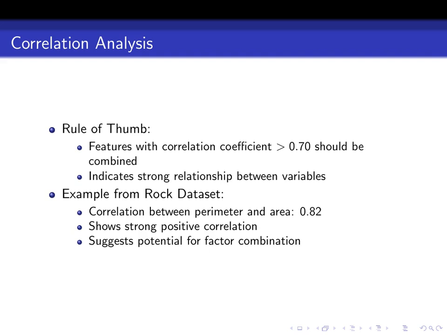When we perform factor analysis, one of the first things we look at is correlation between variables. Here's a practical rule of thumb. When you see features with correlation coefficients greater than 0.70, that's a strong signal that these features might be combined into a single factor. In our rock dataset example, we found a correlation of 0.82 between perimeter and area, suggesting these features might be represented by a common underlying factor.